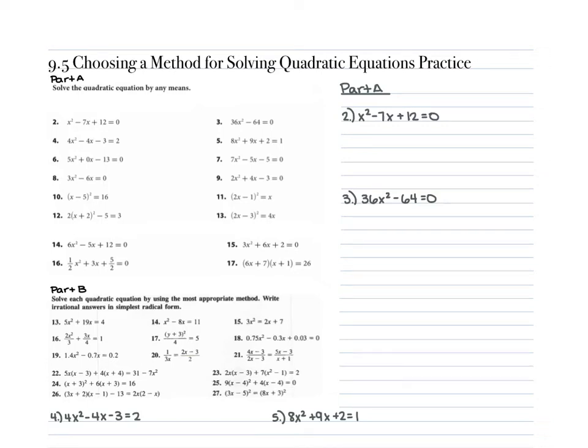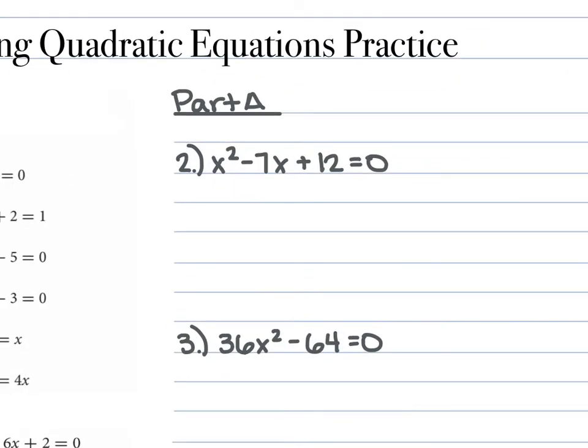9.5, choosing a method for solving quadratic equations, practice solutions. So for our first number 2, we have x squared minus 7x plus 12 is equal to 0. My factors of 12 are negative 3 and negative 4, that add up to be a negative 7, and that multiply to be 12. So this is going to factor out to be x minus 3 times x minus 4 is equal to 0.